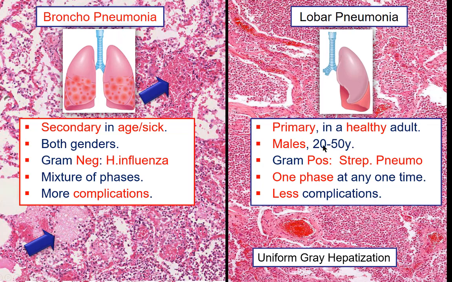Males more common, middle age, and the organism is gram-positive Streptococcus pneumoniae, the commonest. Only one phase at any one time and usually less complications. So lobar pneumonia, community acquired; bronchopneumonia, hospital acquired. Not necessarily 100%. Remember this, okay? Commonly, that's all I'm talking about.